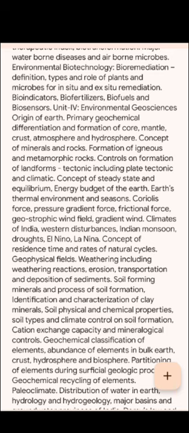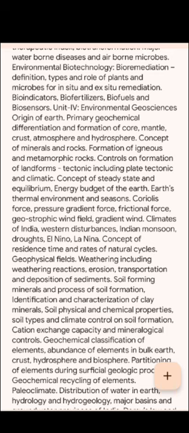Unit IV, Environmental Geosciences. Origin of Earth. Primary geochemical differentiation and formation of core, mantle, crust, atmosphere and hydrosphere. Concept of minerals and rocks. Formation of igneous and metamorphic rocks. Controls on formation of landforms: tectonic, including plate tectonic, and climatic.